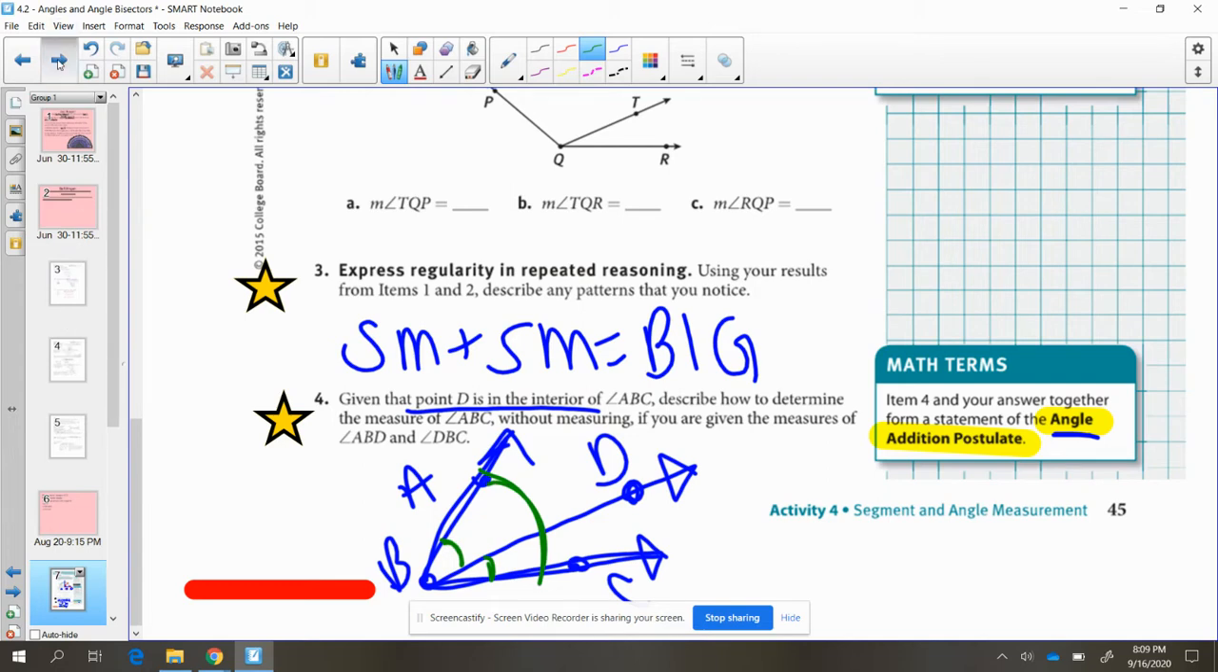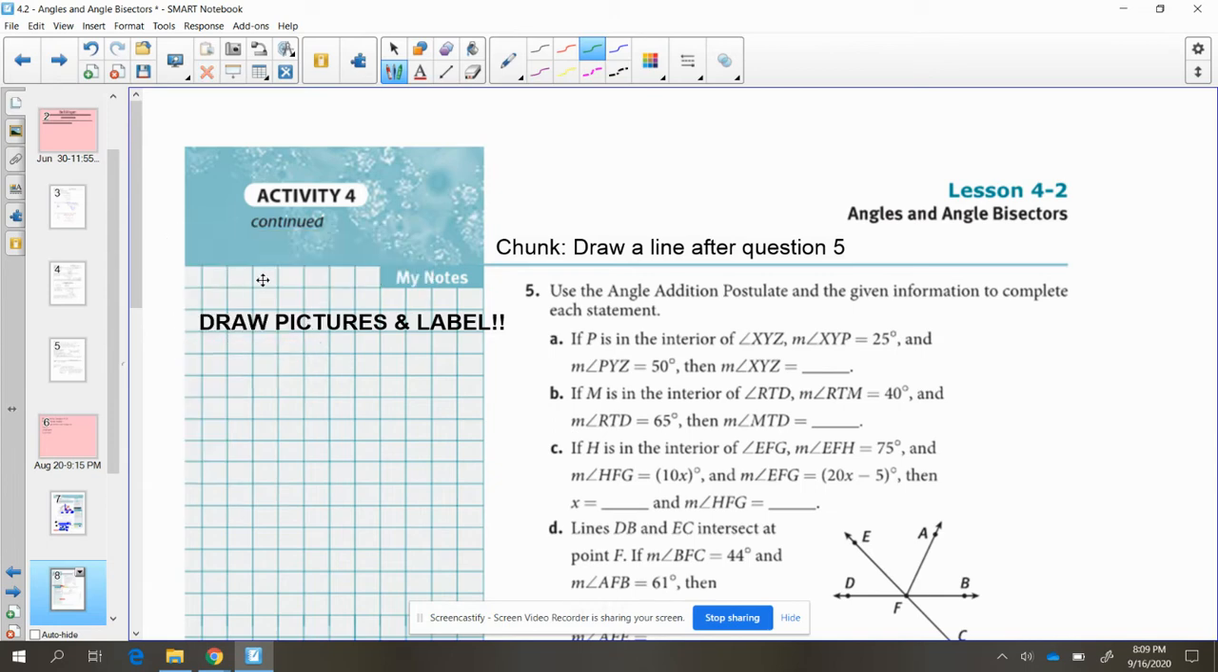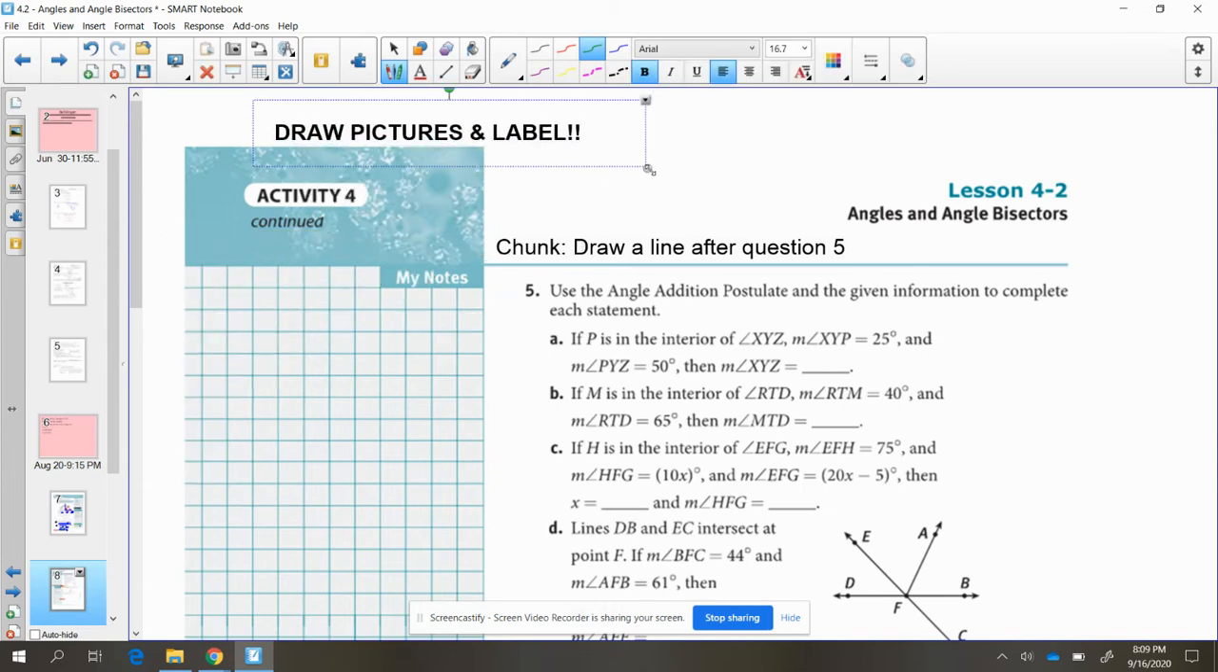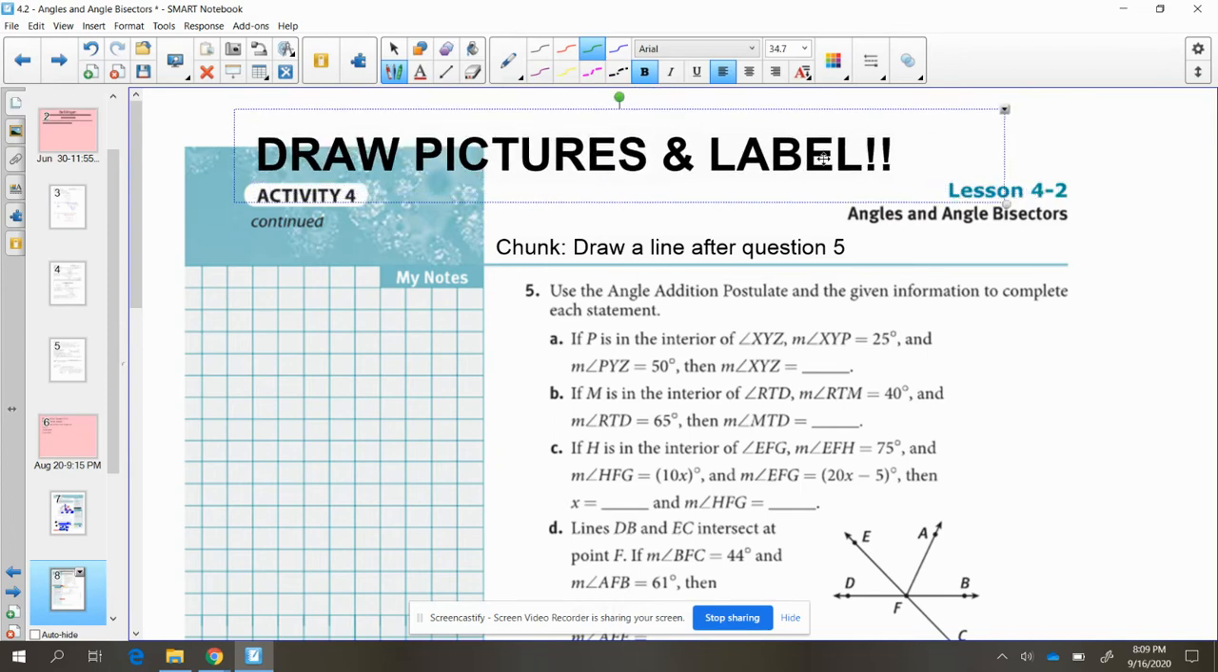Okay. Now, looking at this in context, what are you guys supposed to do with it? Well, first things first, let's get rid of this so we have a little bit more room. But you always want to draw pictures and label them. I'm going to make this nice and big. That's how you're going to start. Just like we did with the segment addition postulate, you want to do the same process with the angle addition postulate.